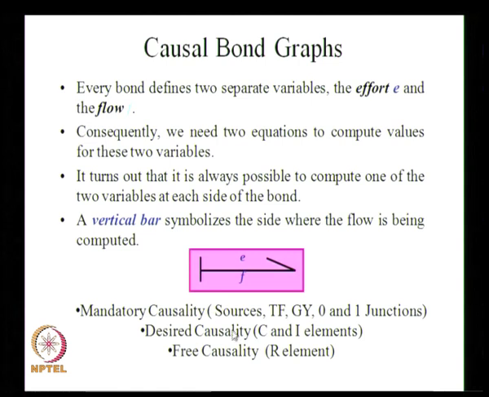There is mandatory causality for sources, TF, GY and 0 and 1 junctions, and there is a desired causality for C and I elements and free causality for R element. I will explain shortly how we actually give this causality.